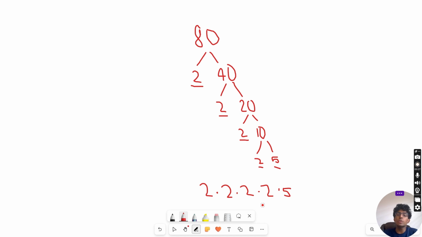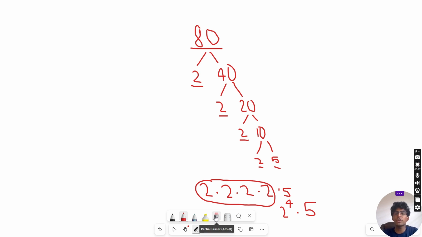Okay? And since we have these repeating 2s, we can actually make it into exponent form and have it as 2 to the 4th power times 5. Right? That's the same thing because we have 4 2s. And it makes sense, right? If you were to multiply this out, you should get 80. So 2 times 2, that's 4, times 2, that's 8, times 2, that's 16, times 5, that gets us 80, our original number, which is exactly what we want.